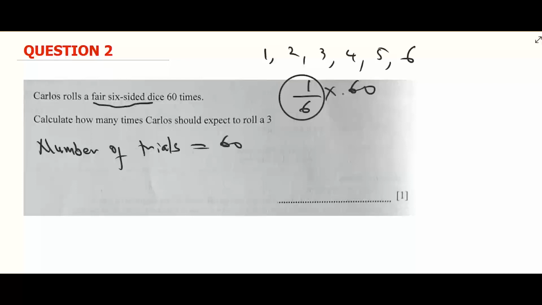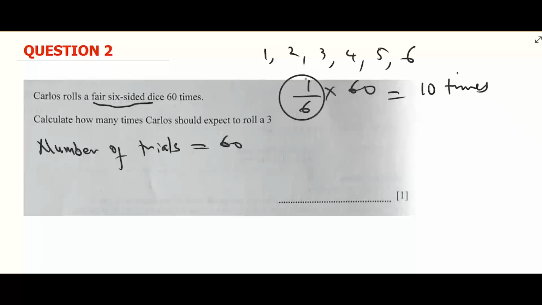So the number of times each of these numbers could show up will be 1/6 times 60, and if you do that, it's going to be 10 times. That means each of these numbers has an equal chance of being shown. So 1 can appear 10 times, 2 can appear 10 times, 3 can appear 10 times, 4 can appear 10 times, 5 can appear 10 times, 6 can appear 10 times.